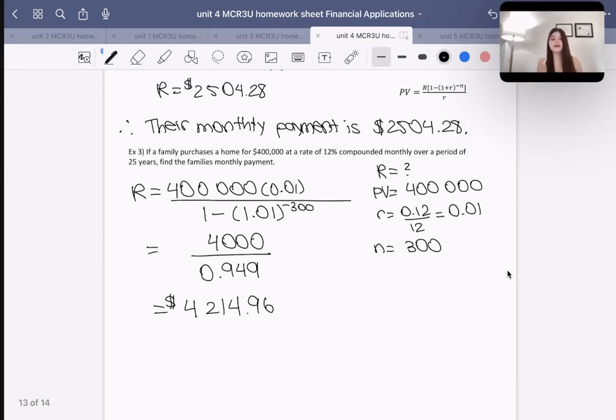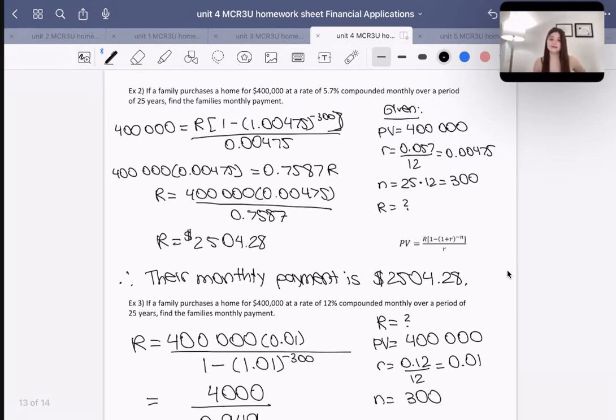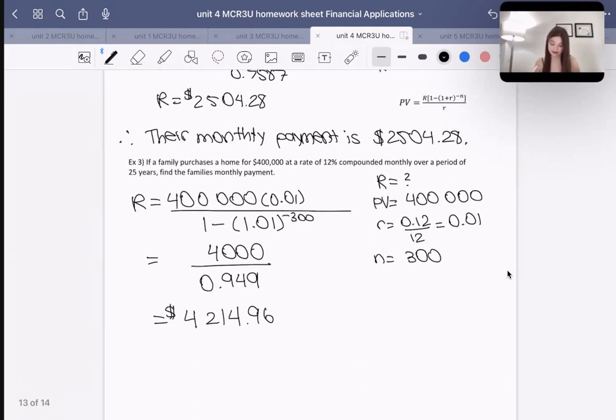However, consider this, that they're taking 25 years, which is a long time. Well, not a long time for a house, but just a long time in general to pay off this money. And also the interest rate more than doubled, right? It went from 5.7% up to 12%. So it's way, way higher. And so it makes sense that this monthly payment is going to be a lot higher, right? The interest rate that you're getting the loan with makes a huge, huge difference.